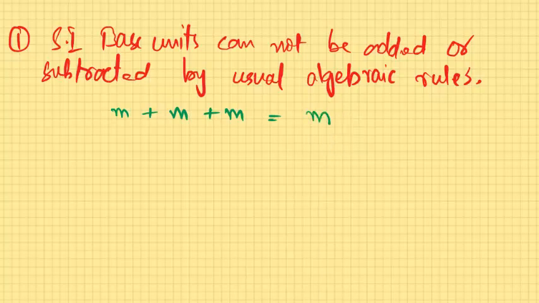If I have, for example, kilogram per second minus kilogram per second, by basic algebra this has to be 0, but while figuring out the SI base unit, kilogram over second minus kilogram over second is kilogram over second. When we do such questions, you will realize the significance of this, but you should remember the very first rule, that SI base units cannot be added or subtracted by usual algebraic rules.